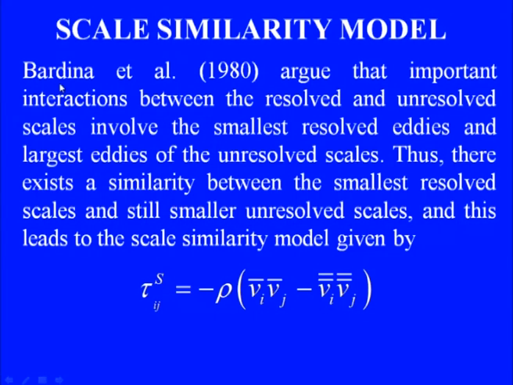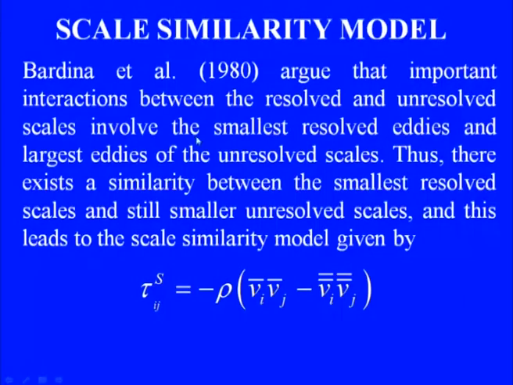The basic reason which Bardina et al. argued was that important interactions between resolved and unresolved scales would involve the smallest resolved eddies and the largest eddies of unresolved scales. So their interaction is the one which is most important, and maybe your isotropic model may not be able to incorporate that interaction. So what we should do is, there is a similarity which exists between the smallest resolved scale and still smaller unresolved scales. So if we can use a double filtering, that can help us out.